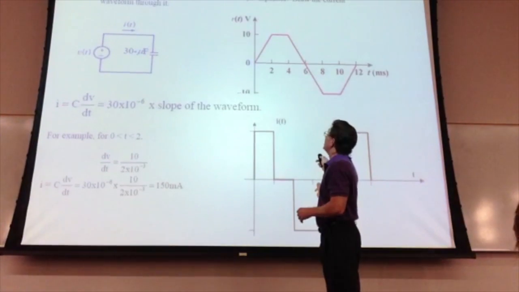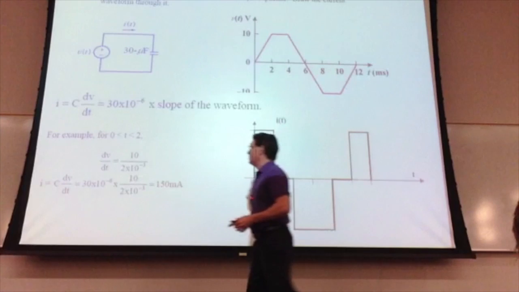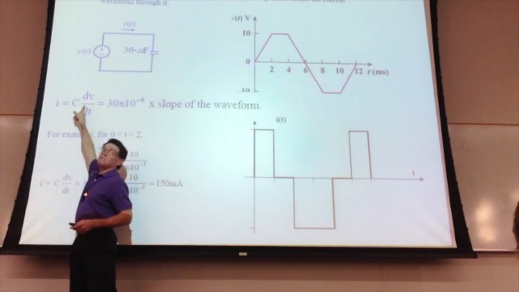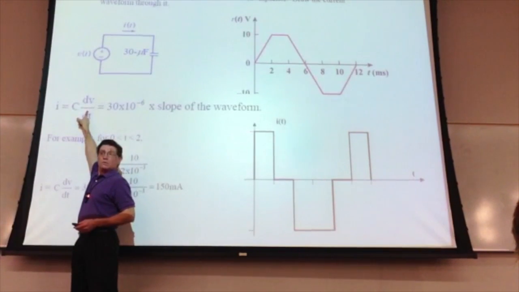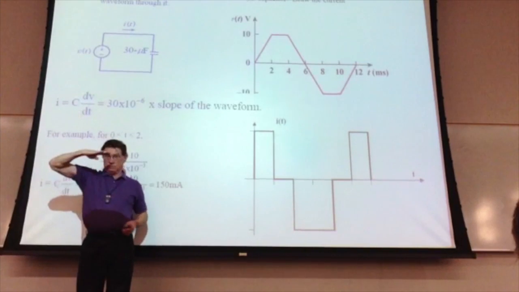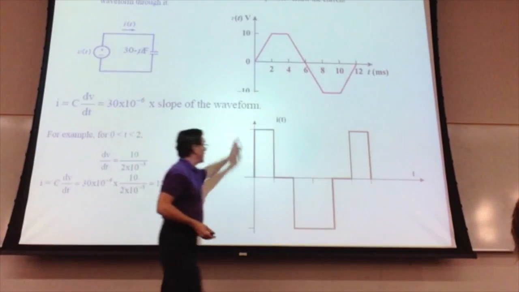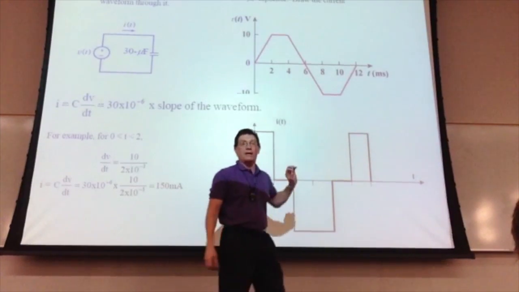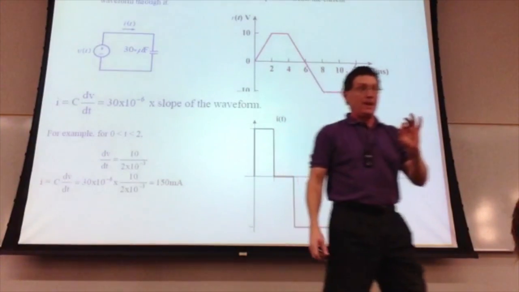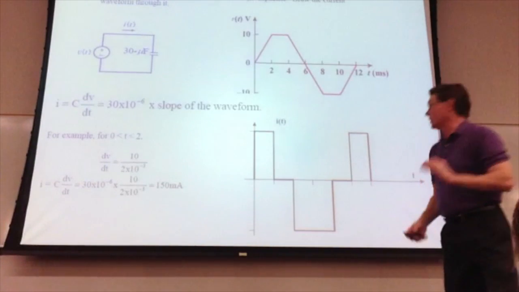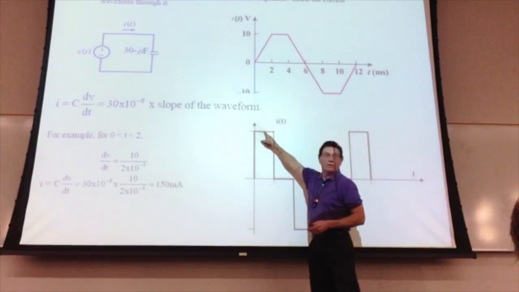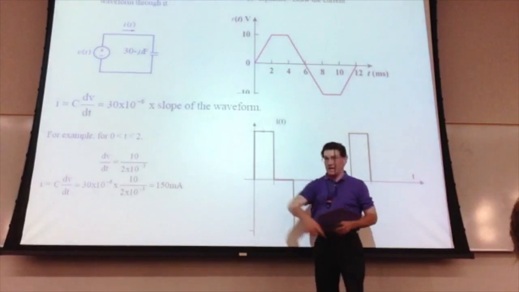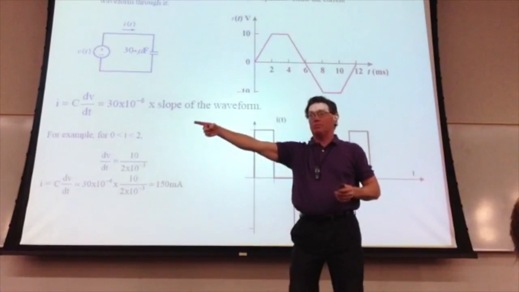Then we keep the voltage constant. When the voltage is constant, dv/dt is what? What's the slope of a constant? It's 0. That's why this capacitor current drops down to 0. At this point, is the capacitor charging or discharging? Let's take a look at this. What's it doing here? I'm sending current in, it's charging it up.